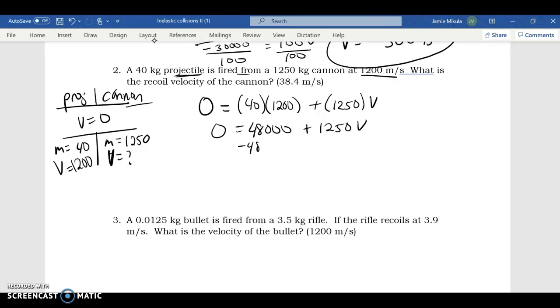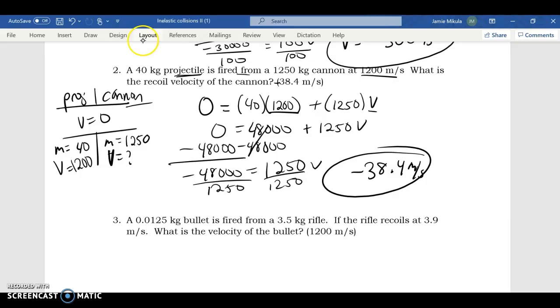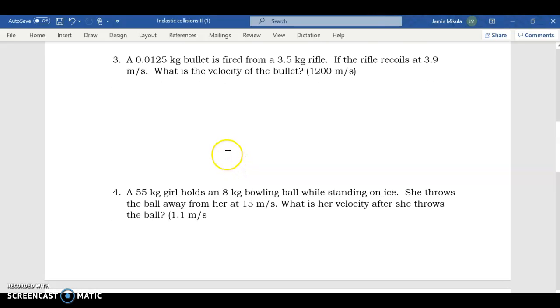So if you subtract the 48,000 from both sides, you're going to get a negative 48,000 on this side, and that's going to equal 1250 V. Divide 1250 by both sides, and you're going to get a negative 38.4. Again, it is going to be negative. That should be a negative number up there, because if this one is positive, then this one has to be negative on recoil. All right, number 3, we have a bullet and a rifle.